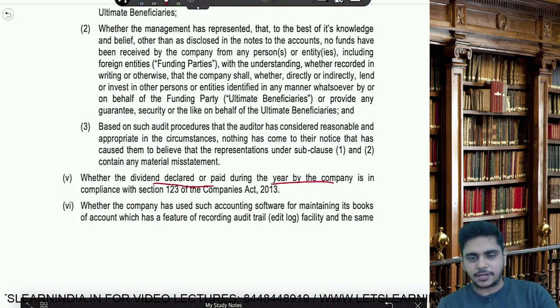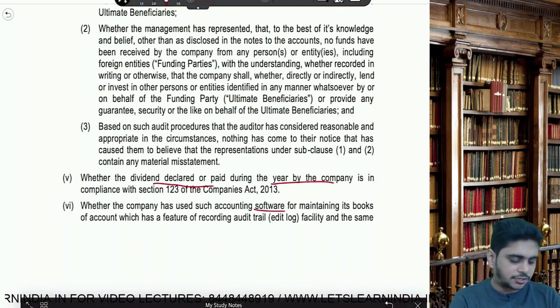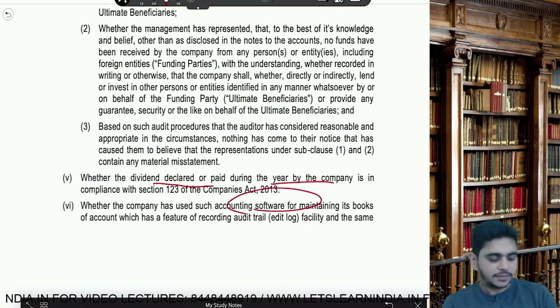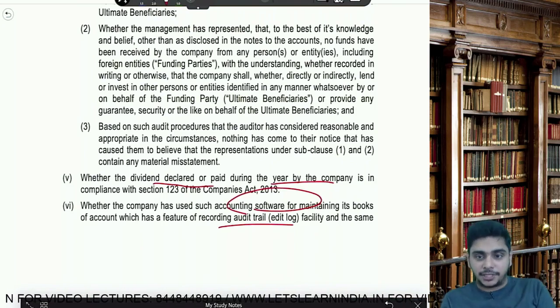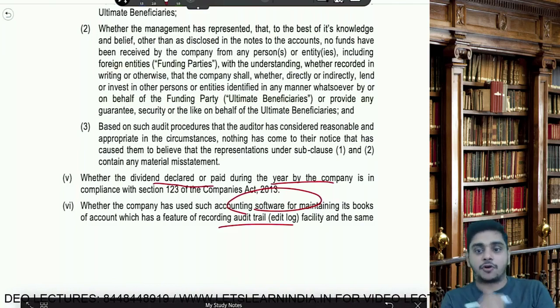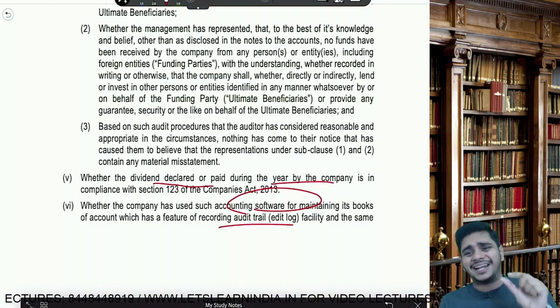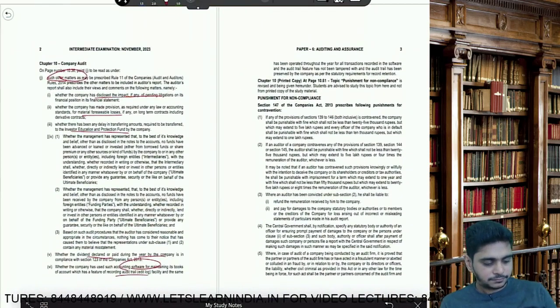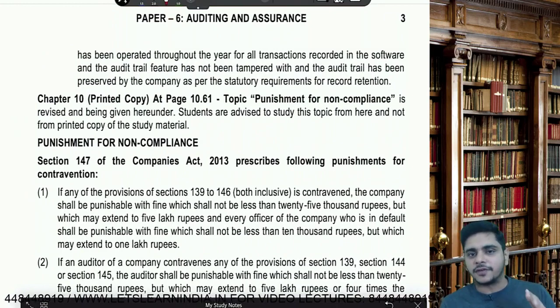If you remember, that was the amendment specifically for the May 23 attempt. Whether the company has used such accounting software for maintaining the books of account which has a feature of recording audit trail, edit log facility. Like if you have passed the entry today, there should be a provision: if the company is changing it, they can change it, but they have to give the details. What date they have changed, what they have changed, what amount they have changed, what description they have changed. That is called the edit log facility. And the same has been operated during the year for all the transactions recorded in the software. Clear?